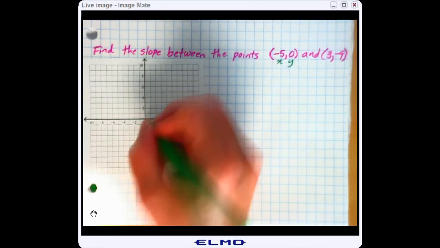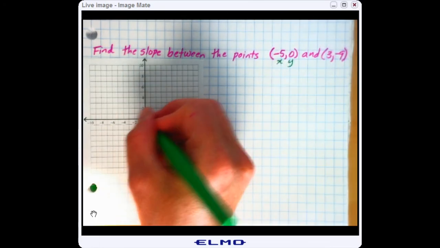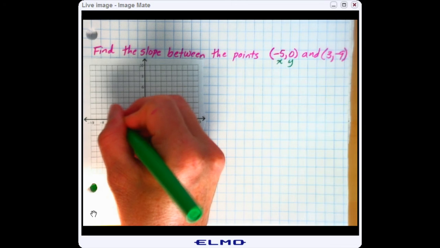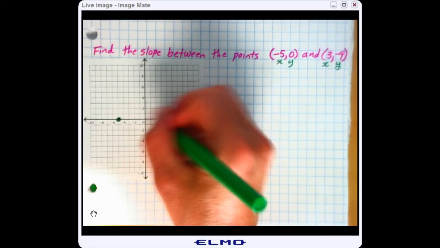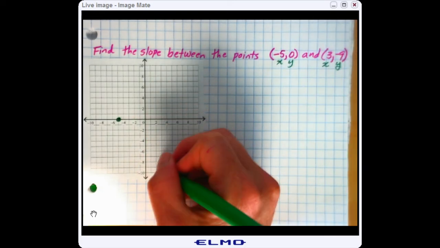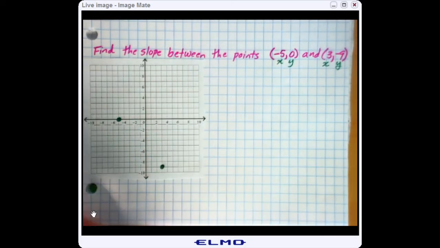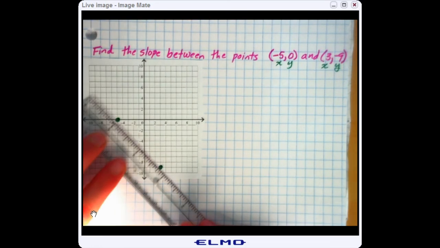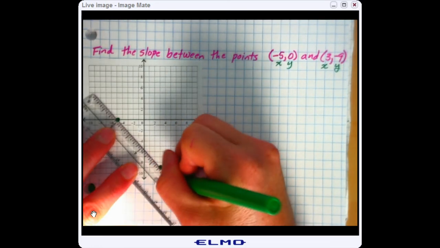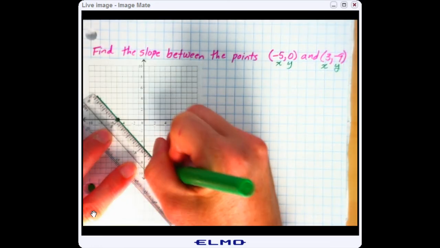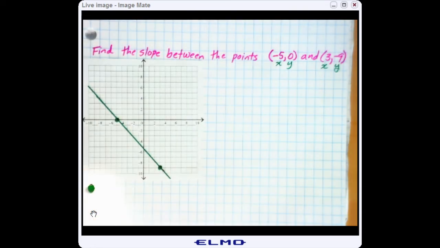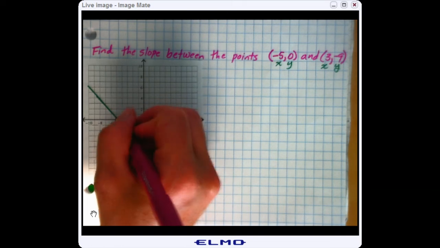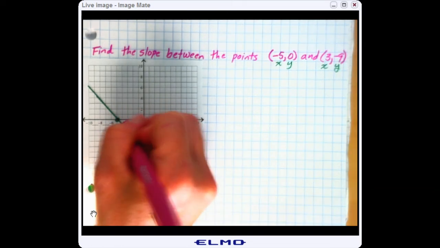So I go to negative 5 on my x, and I don't go up or down at all because my y value is 0. And now I'm going to plot my point 3, negative 9. So 3 on my x-axis, and then all the way down to negative 9. And I'm going to connect those and have my line. I can already see, looking at the angle of this line, I'm going to have a negative slope because my line is angled down. I'm going to go ahead and label that, that I have a negative slope.